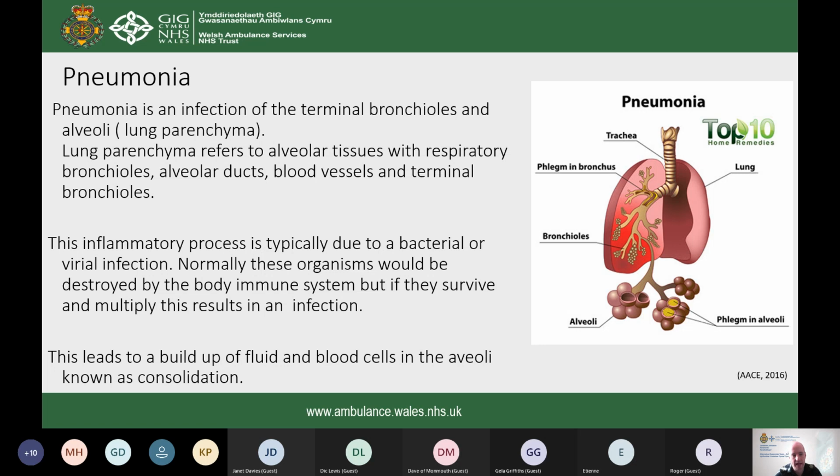This is an inflammation process, typically due to a bacteria or a viral infection. Normally, this will be killed off by our immune system, but for some reason it's got down into our lungs and it is multiplying, which has resulted in this infection in the lower, terminal part of our respiratory system, the bronchioles and the alveoli.